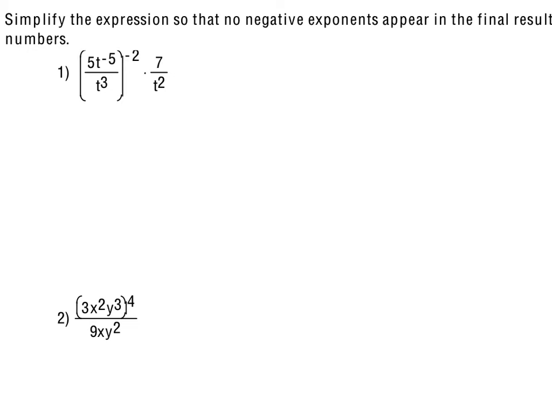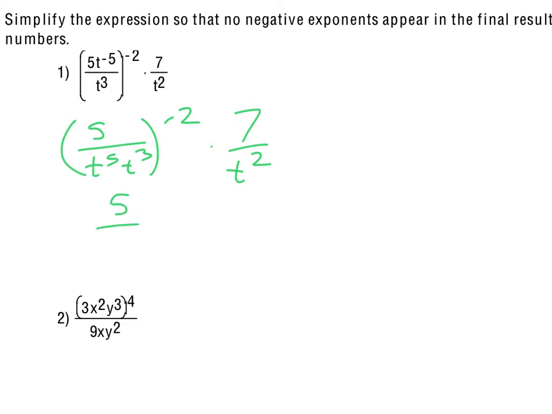We're going to simplify this expression so that no negative exponents appear in the final result. I would start by moving that t to the fifth down to the denominator since it has a negative exponent. From there we can combine the t to the fifth and the t to the third. We get t to the eighth power.